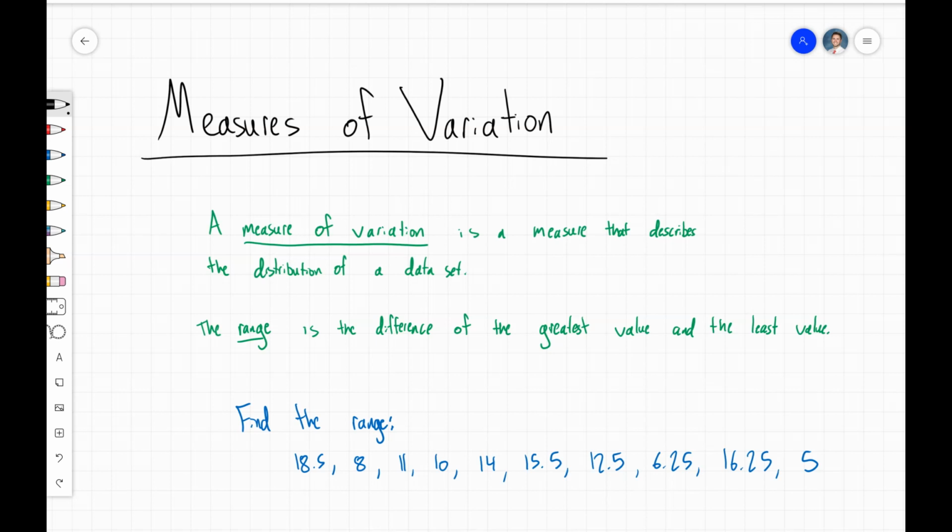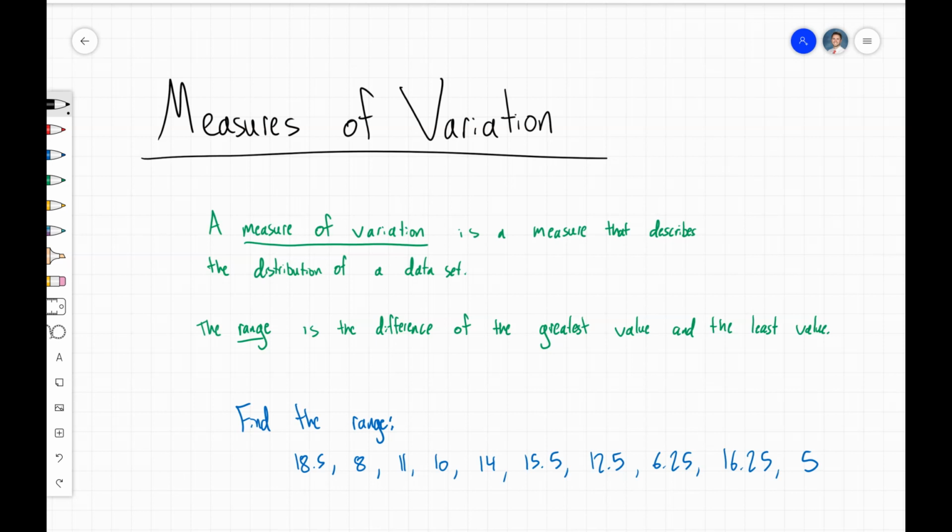All right, so previously we talked about measures of center in our statistics. Now we're going to talk about measures of variation. A measure of variation is a measure that describes the distribution of a data set, so kind of where all of our data points are located.